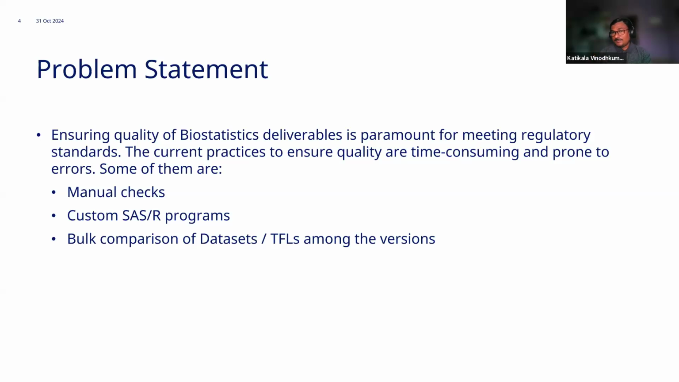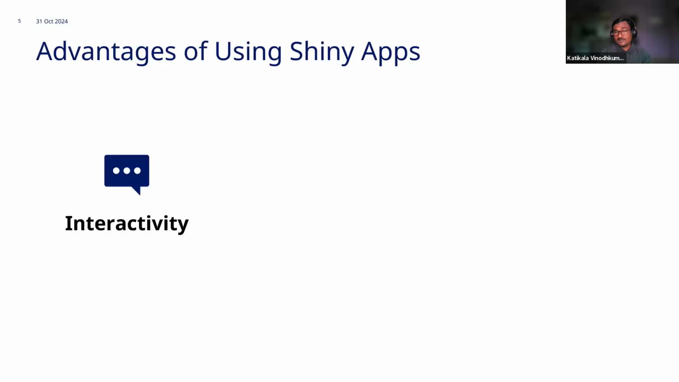To create such apps, we have a package called Shiny in R, which has some advantages. One is interactivity. That is, when the input changes, the output automatically changes. That means whenever our deliverable is refreshed, the quality report is automatically generated. That is an immediate feedback feature. And we have visualization capacity, which is a good feature in Shiny.